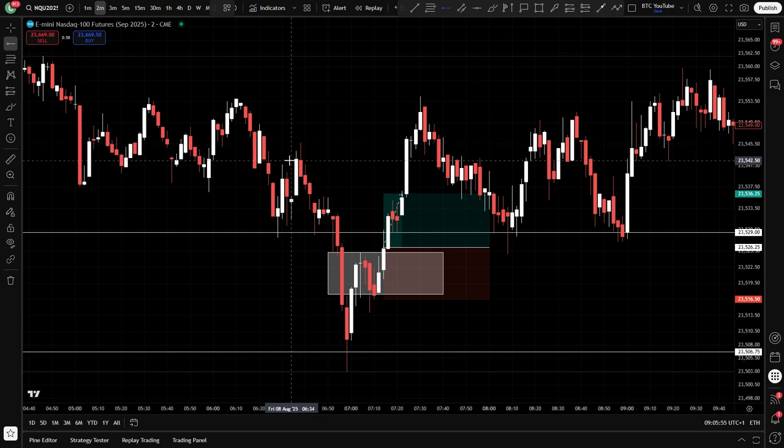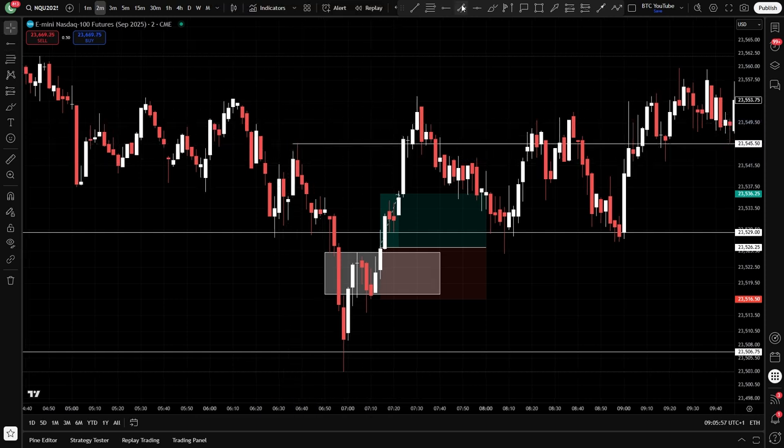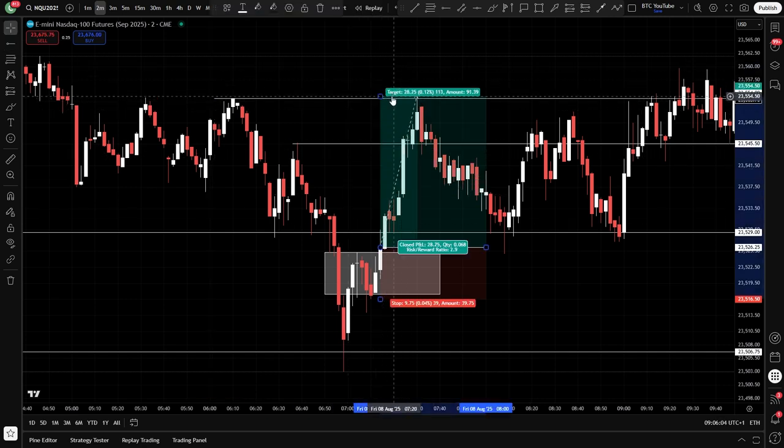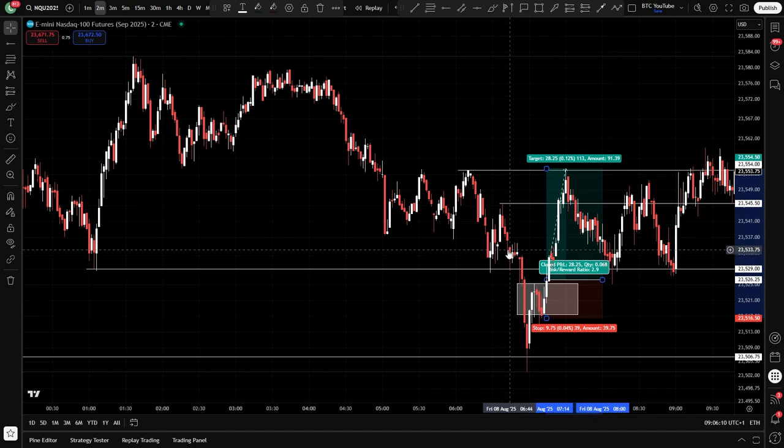I probably would have taken, as I say, one about halfway up this V shape and then one at the high. You can see this high would have got hit. This would have been a good trade as well, around a 1-to-3, or probably like a 1.15 to 1 if you take half off and then half off again. Another really good solid trade.